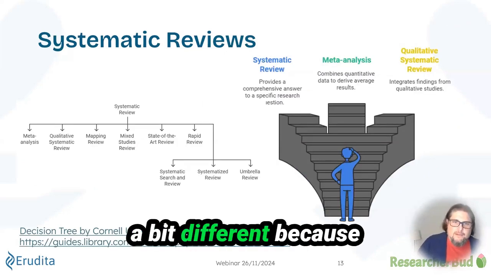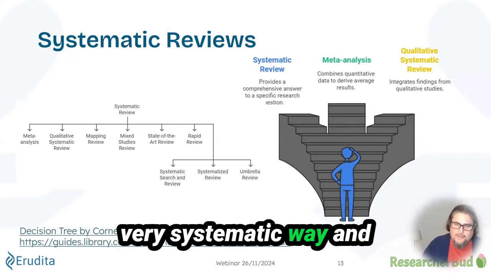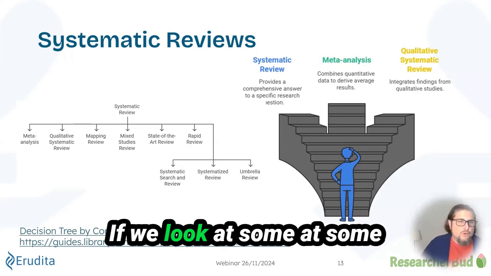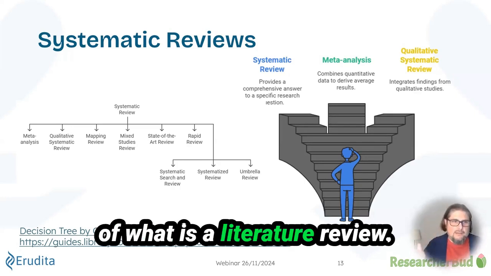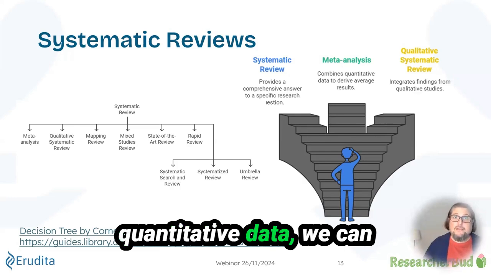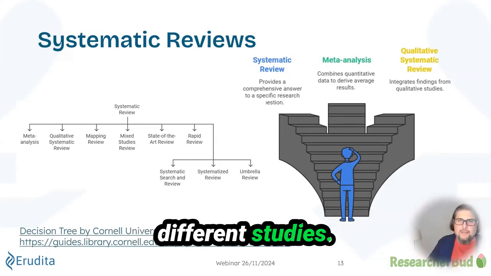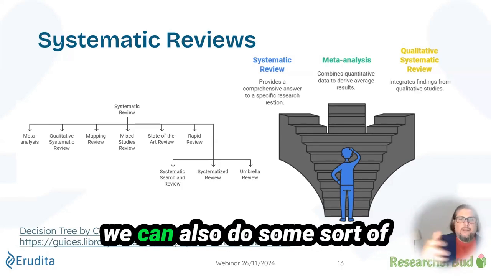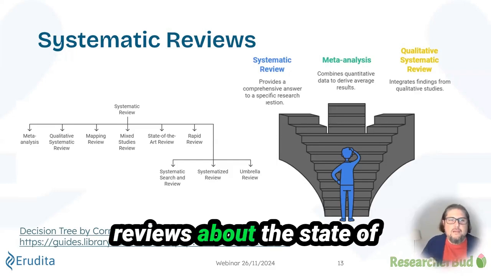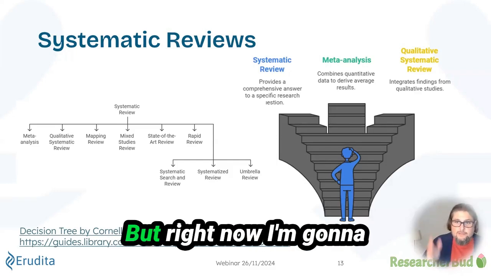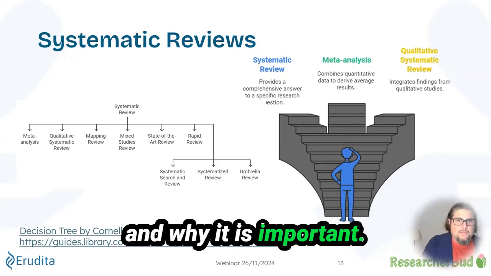Systematic reviews are a bit different because our goal is to do a literature review in a very systematic way and document all the process. If we look at some resources, we can see that there are many short names of what is a literature review. For example, if we have quantitative data, we can take the same primary outcome and compare different studies. If we have qualitative data, we can also do some sort of analysis. But there are also some small literature reviews about the state of the art or a rapid review. But right now, I'm going to talk mainly about what is a systematic review and why it is important.